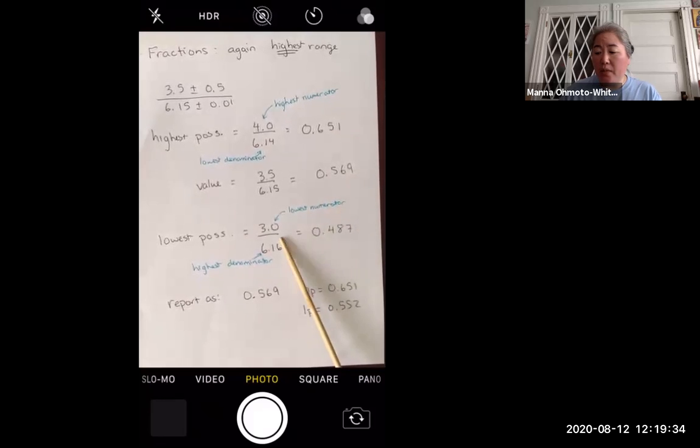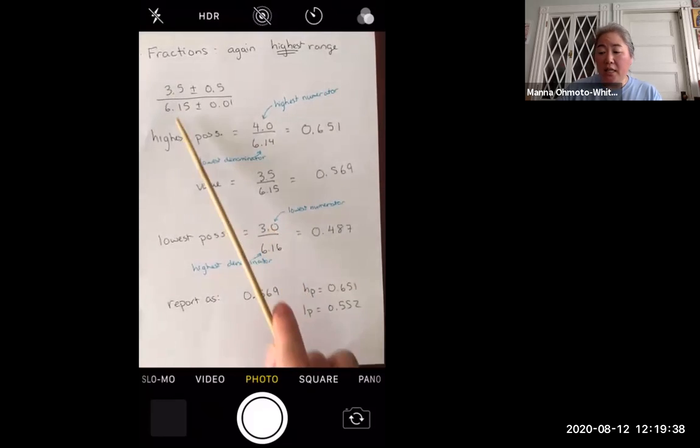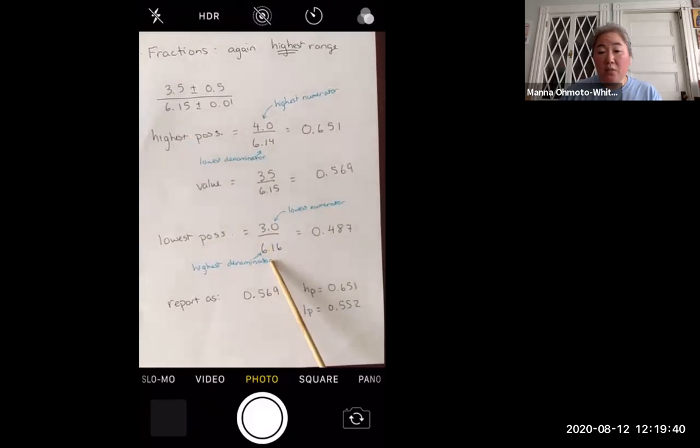And then my lowest possible numerator, again, 3.5 minus 0.5, and 6.15 plus 0.01, 6.16, will give me the lowest possible value of 0.487. So I would report it as 0.569, highest possible 0.651, lowest possible 0.487.